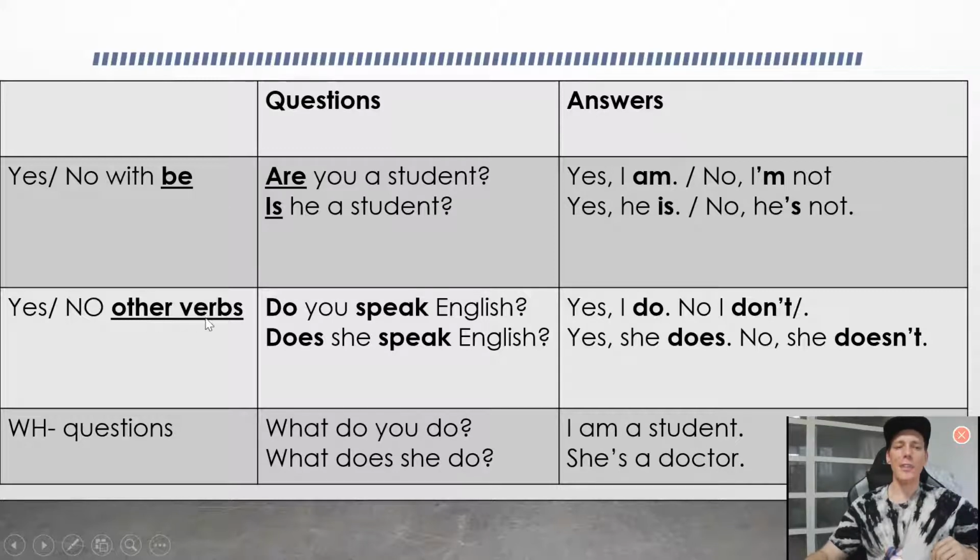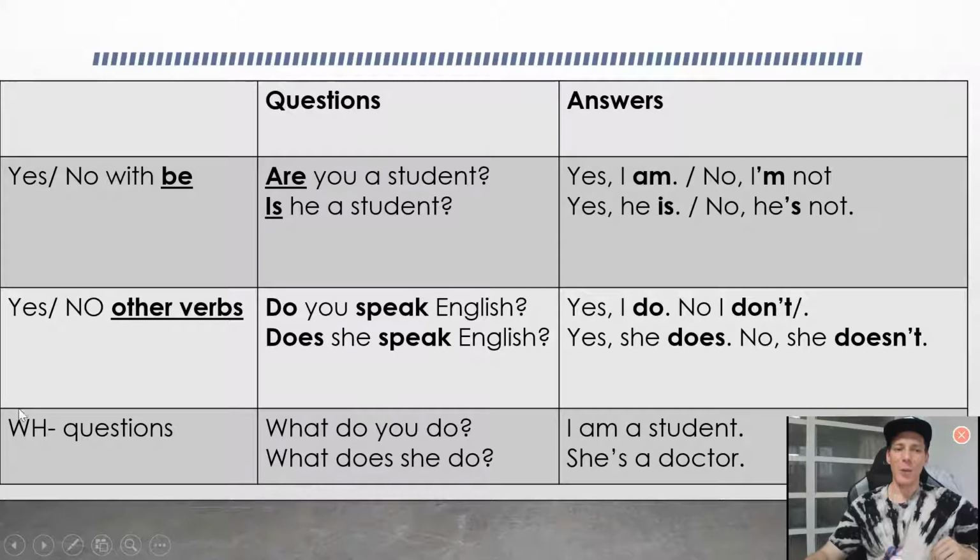Next one, if we're using any other verb, we use do or does. Do you speak English? Yes I do. Or no I don't. Does she speak English? Yes she does. No she doesn't.